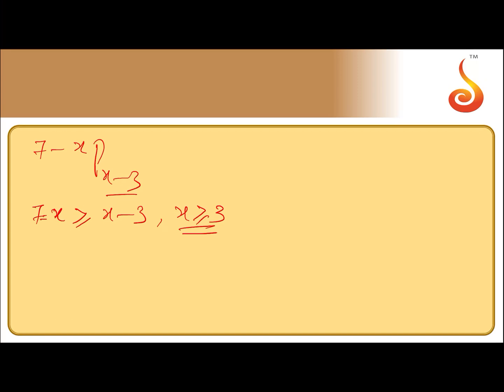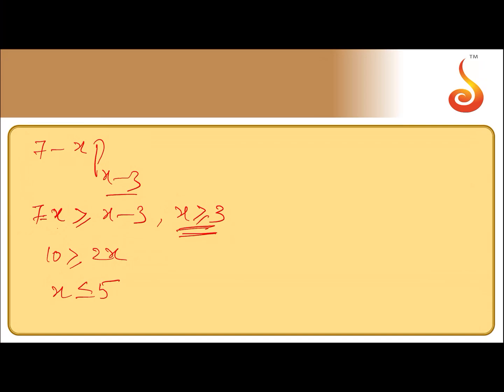Right? And therefore, simplifying that one, 7 plus 3, 10 is greater than or equal to 2x. And therefore x must be less than or equal to 5, and x must be greater than or equal to 3.